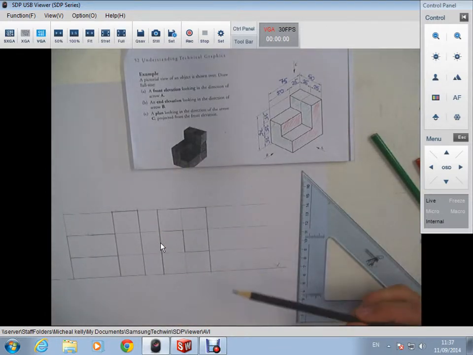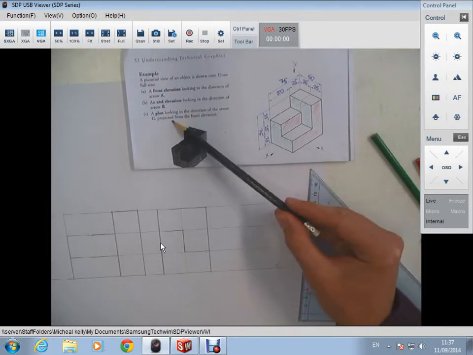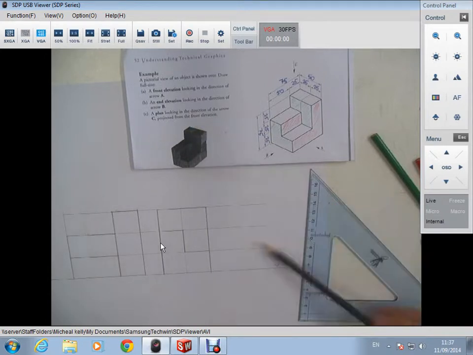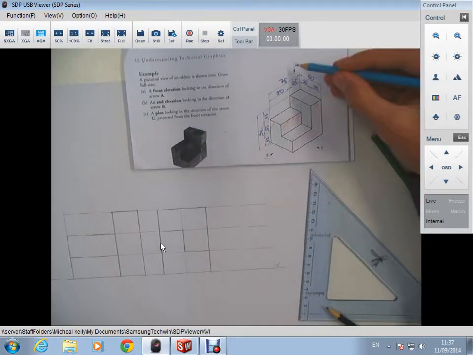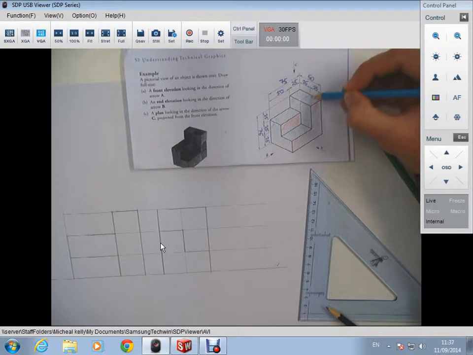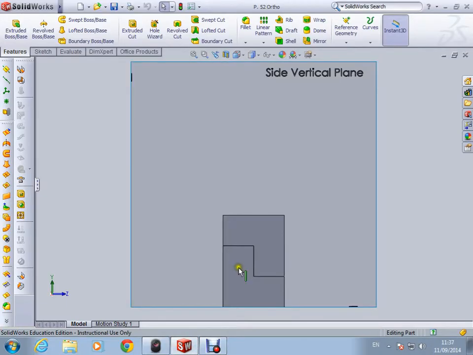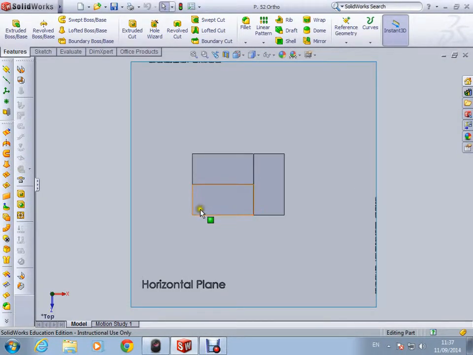Right, finally, the last part of the question, I'm asked to take a plan looking in the direction of arrow C projected from the front elevation. So I'm going to shade that in blue. As I'm looking down on top from arrow C, I'm going to see this surface here, this surface, and this surface. If we just have a look at our SolidWorks drawing, my plan is going to look like this. So I'll have one big rectangle to the side and two ones alongside it.